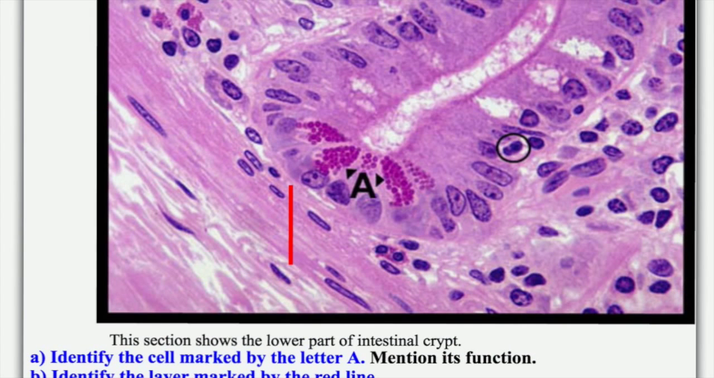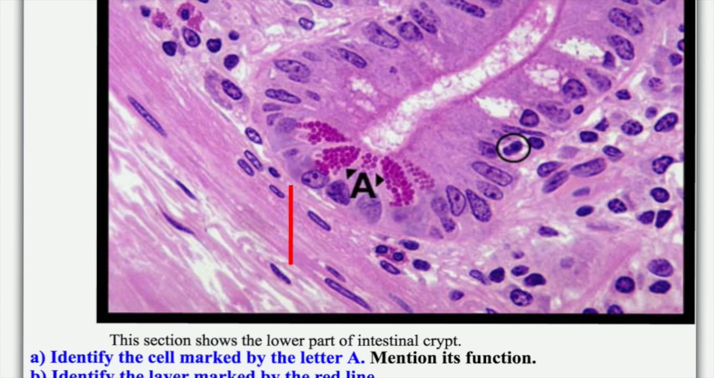This section shows a lower part of an intestinal crypt. Identify the cell marked by the letter A. It is the Paneth cell. Mention its function. If he wants one function, you will mention that it secretes lysozymes, which have an antibacterial function. If he wants two functions, you will add intestinal enzymes. Identify the layer marked by the red line. It is the muscularis mucosa.